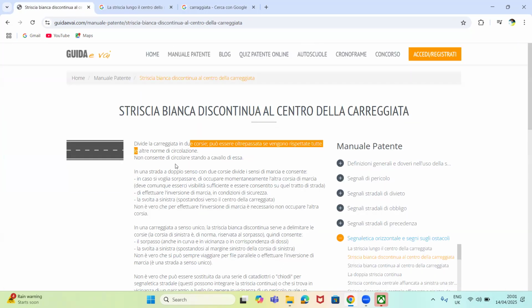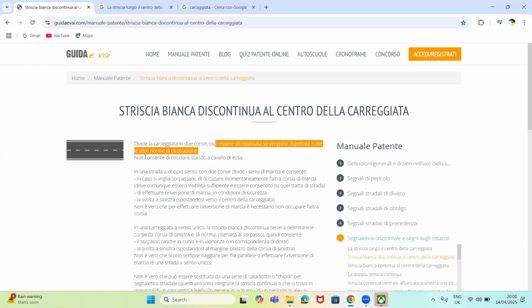Now, the controls say, le altre norme di circolazione, other rules, sorry. Watch. Può essere oltrepassata. Now they can say you can cross this discontinuous line se vengono rispettate tutte le norme di circolazione. Yes, you can go over this discontinuous line so long as you respect all the rules and regulations concerning movement.